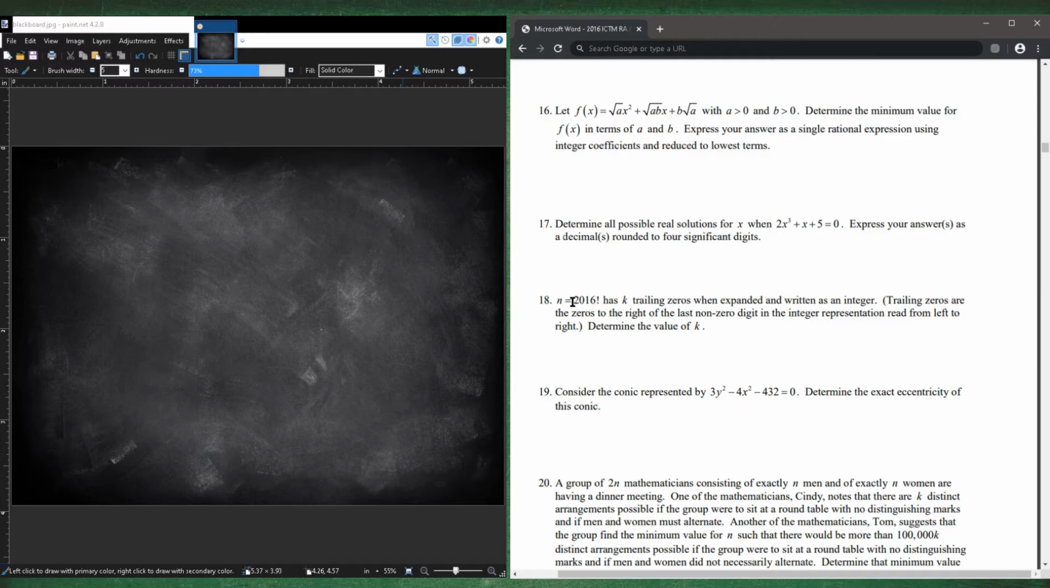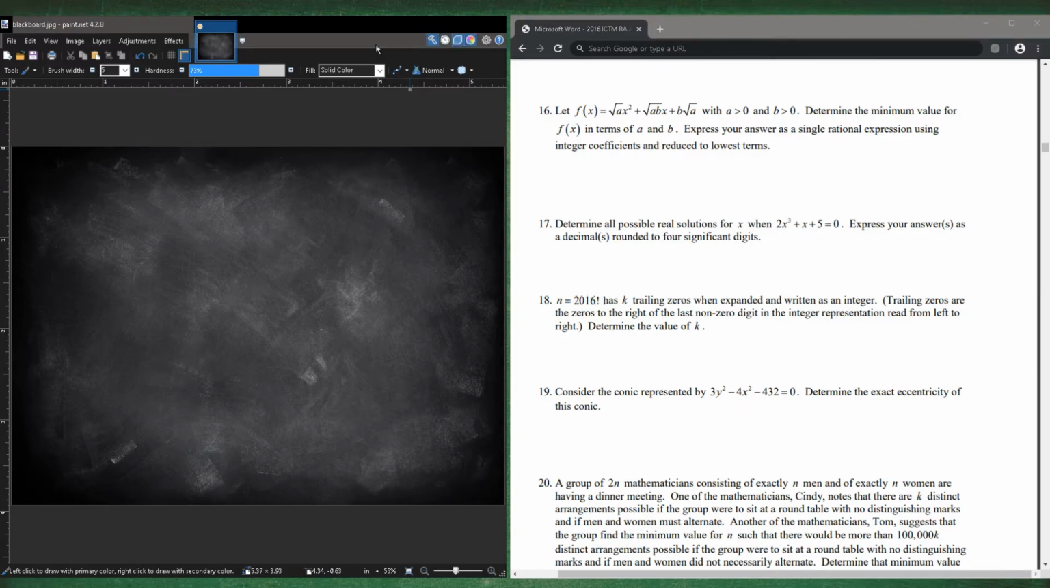Basically they want us to find the number of trailing zeros in 2016 factorial. If you think about it, let's say we have 260. There's one trailing zero. Why is that true? Because that's 26 times 10. If you had 2600, that's 26 times 10 to the power 2, so there are two trailing zeros. Power 1, one trailing zero.